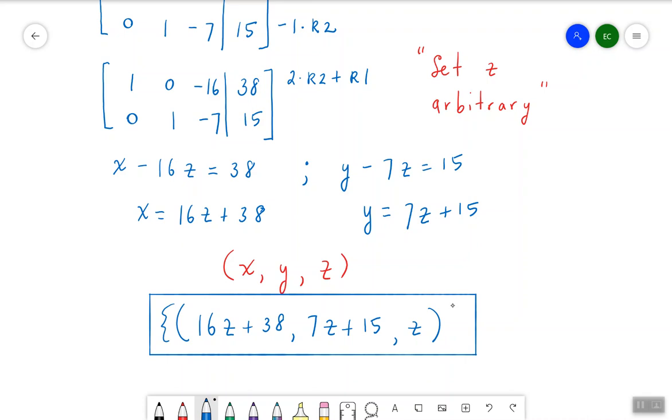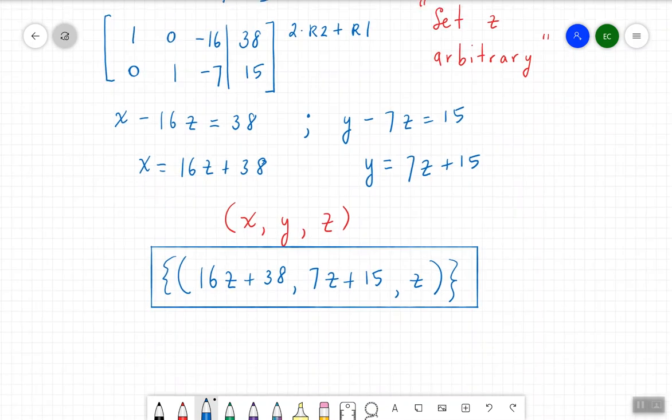And we might even put the braces around it to indicate that's the set of all ordered triples where z is any real number and then x and y follow from z using these two little formulas. So here's our answer. We're finished with the problem.